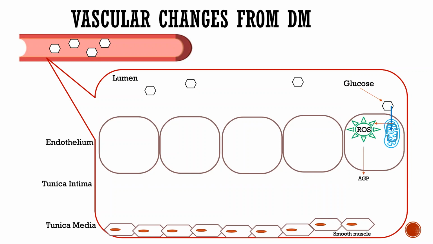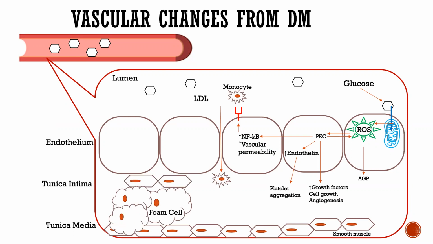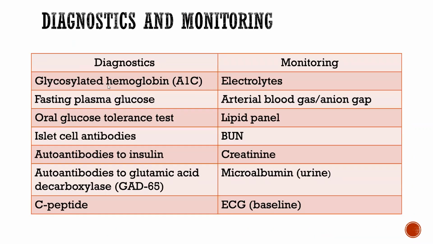Vascular changes from diabetes. I'm trying to skip through most of this. Okay. Hemoglobin A1C, you must understand. Remember, it's the saturation of glucose on the life of the red blood cell. That glucose is bound to that red blood cell, and its affinity does not release it.